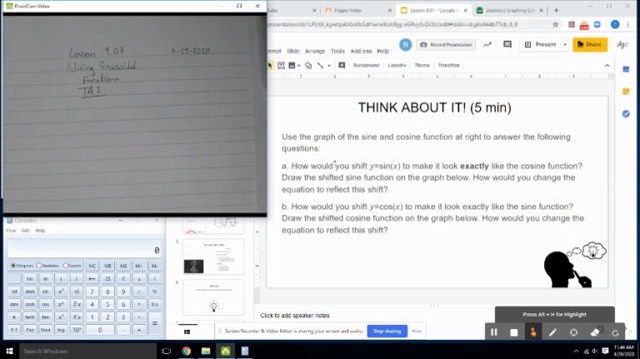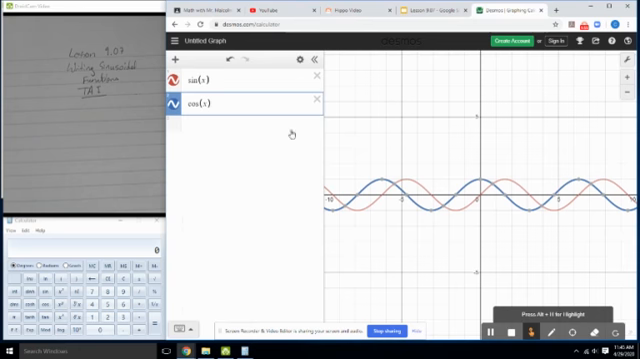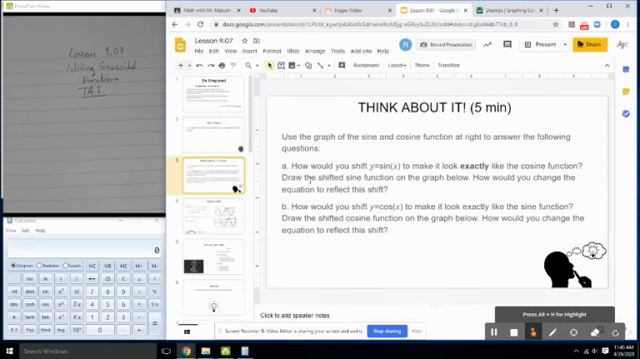Our think about it section today says that we're supposed to have the graph of sine and cosine. So I plotted those in Desmos so you can see the two. The one in red is sine, the one in blue is cosine. Now it's asking, how would you make both of them become exactly the same? How would you make that shift?